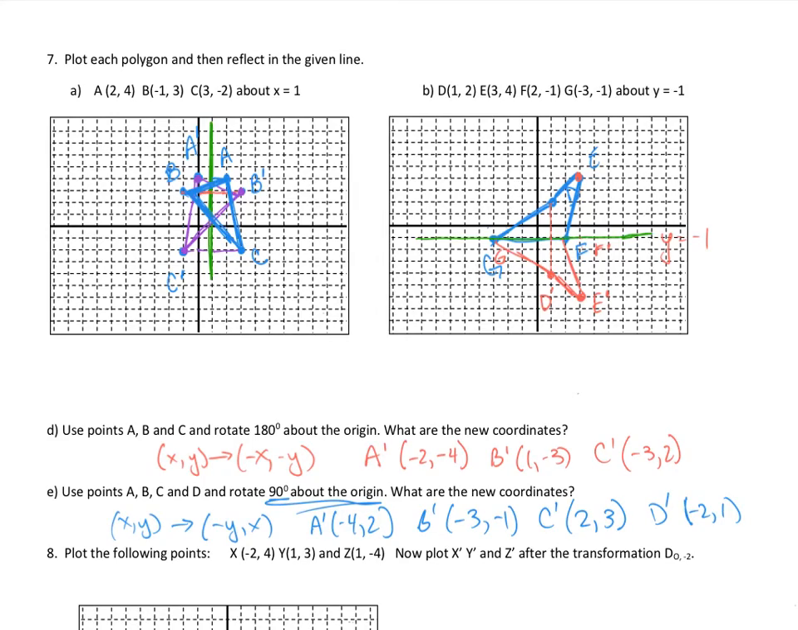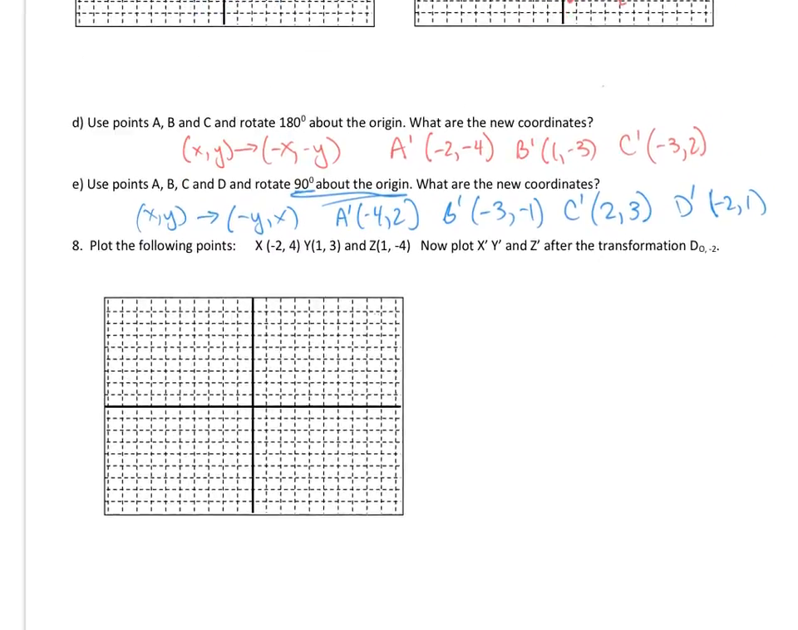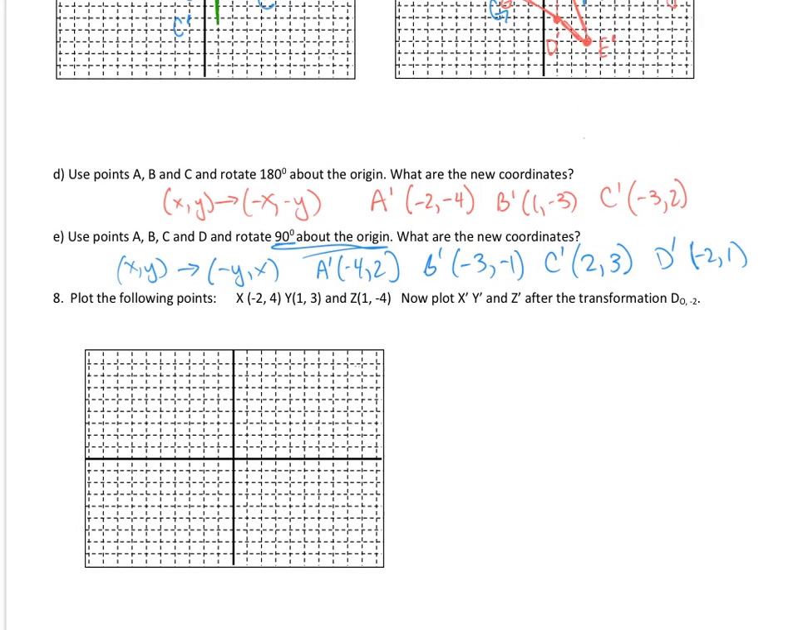Okay. Here we go with number 8, and number 8 is our last one here. It says plot the following points, x, y, and z, and now plot x prime, y prime, and z prime after this dilation. So let's start with negative 2, 4, 1, 2, 3, 4 right there. There is my point x. 1, 3, 1, 1, 2, 3. There is my point y. And then 1, negative 1, 2, 3, 4. There is my point z. So basically I have this triangle in here.